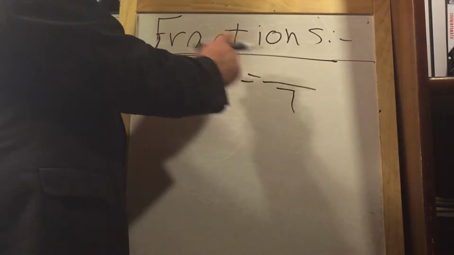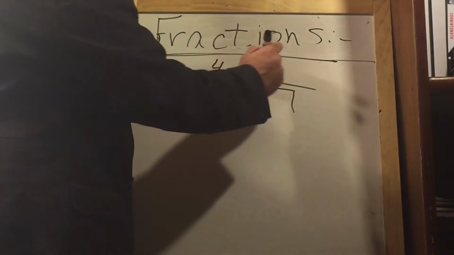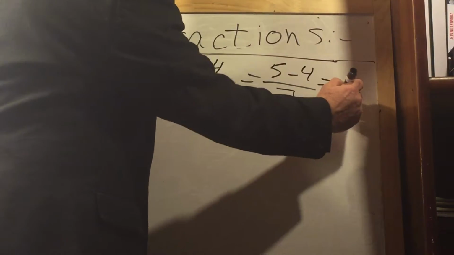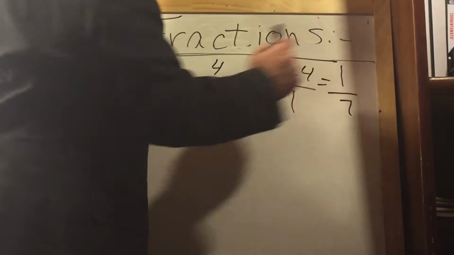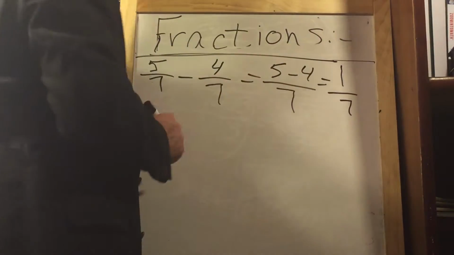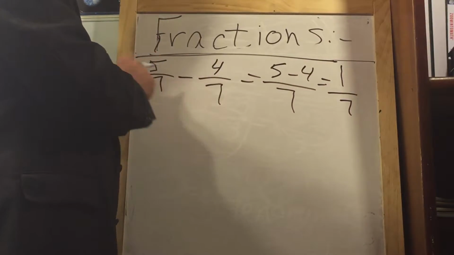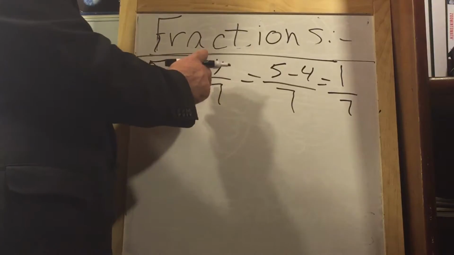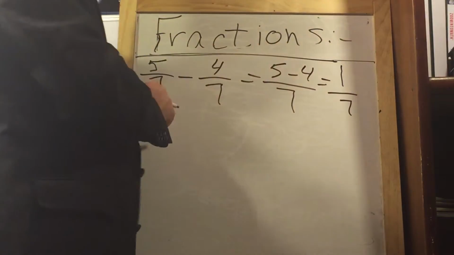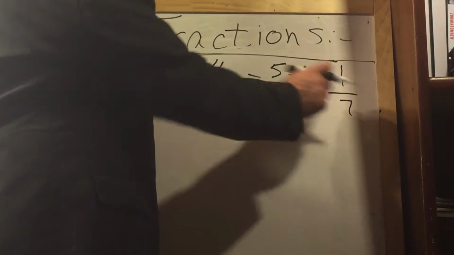The 7 stays the same, and this is 5 minus 4 equals what? 5 minus 4 is 1, and the 7 stays here. So 5 over 7 minus 4 over 7 equals 5 minus 4 over 7, which equals 1 over 7.